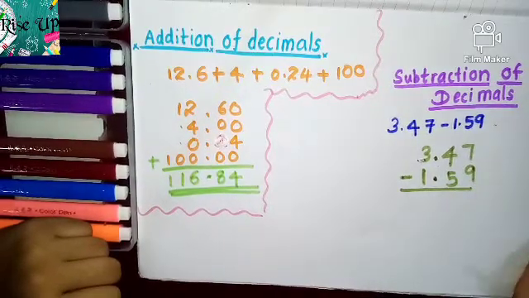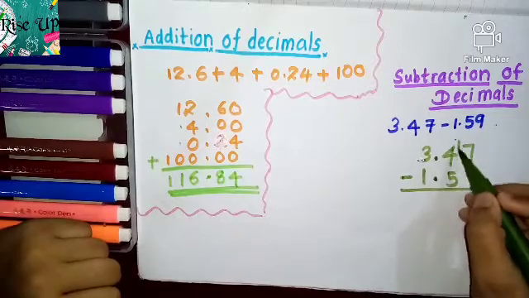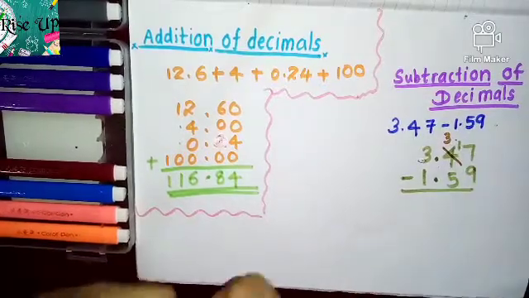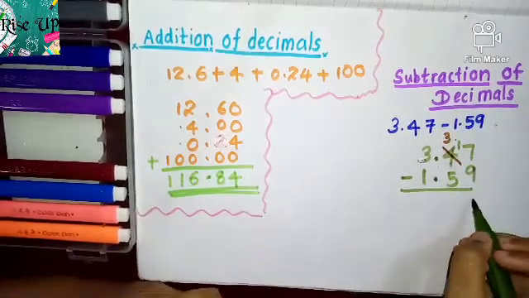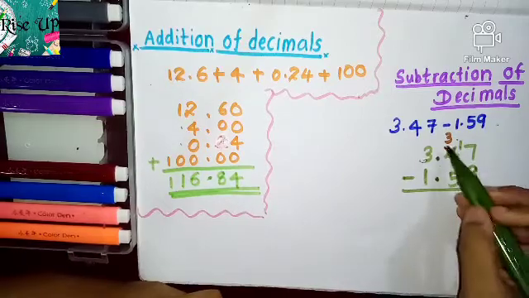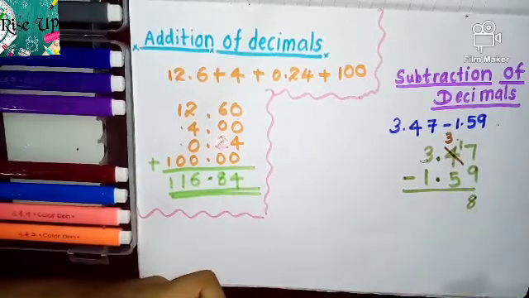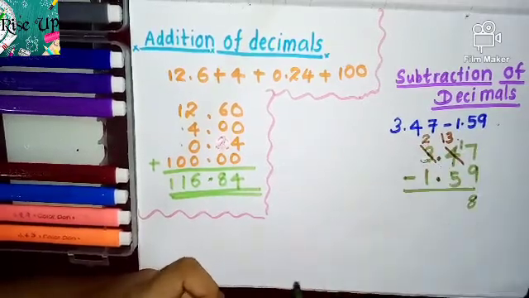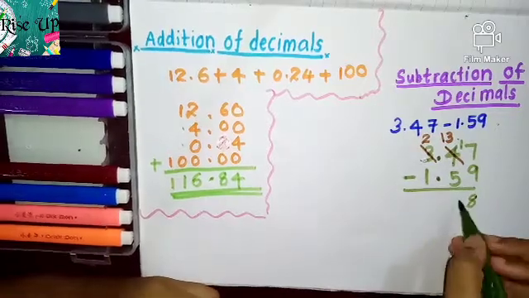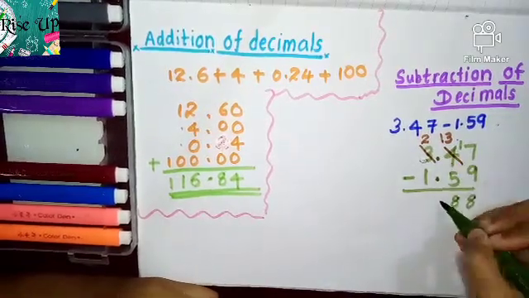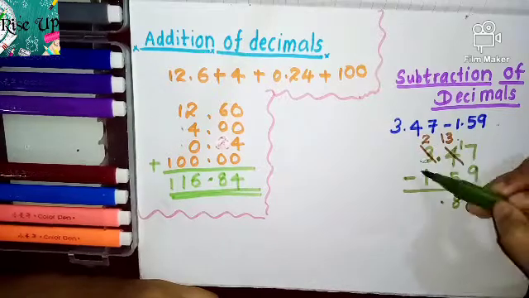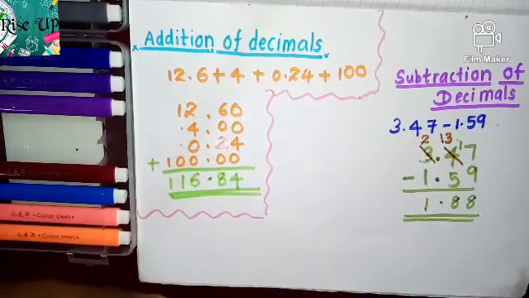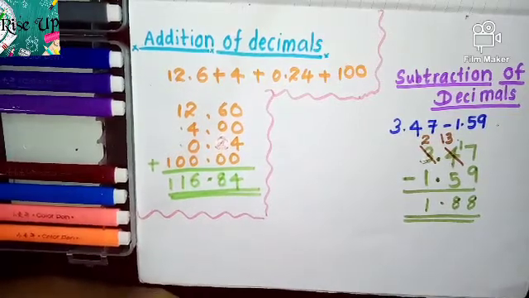7 minus 9 is impossible, so I take 1 from 4 and that becomes 17. The 4 becomes 3 since I took 1. 17 minus 9 is 8, so I'm writing 8 here. Then 3 minus 5 is not possible, so similarly I take 1 from that 3, it becomes 13. 13 minus 5 is 8. I wrote it and the decimal comes one under the other. And next 3 minus 1 is 2... the next 2 minus 1, that is 1. So the final answer is 1.88. So this is subtraction of decimals, which is very similar to the addition of decimals.